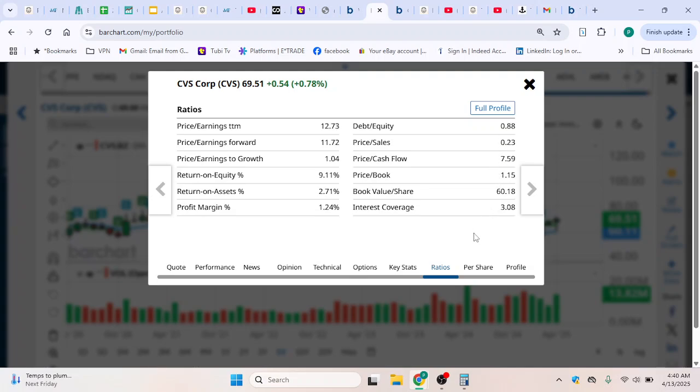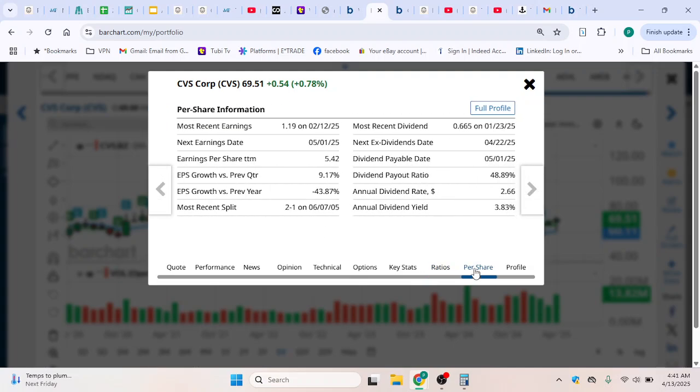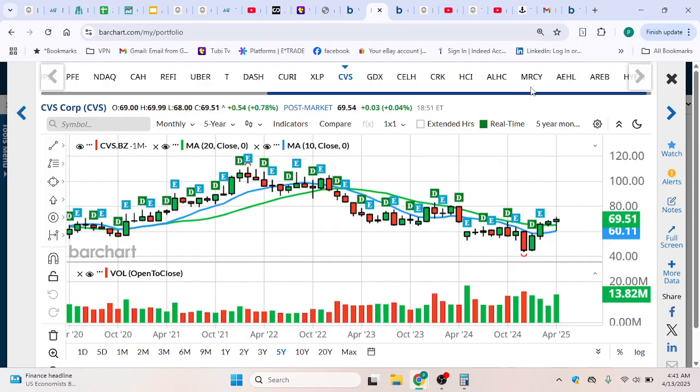There's nothing that I see here that scares me as far as maybe like a high debt load or something like that. I don't like the low profit margin. I'd like to see that increase. If they could increase their net margins, that would do a lot for this company. And per share, they have earnings coming up again on May 1st. I don't like this EPS growth versus the previous year, that negative. I doubt, like I said, if they can get their earnings per share going the other way, net margins going the other way, that would do a lot for the stock. It does pay a fairly high dividend yield of 3.8%.